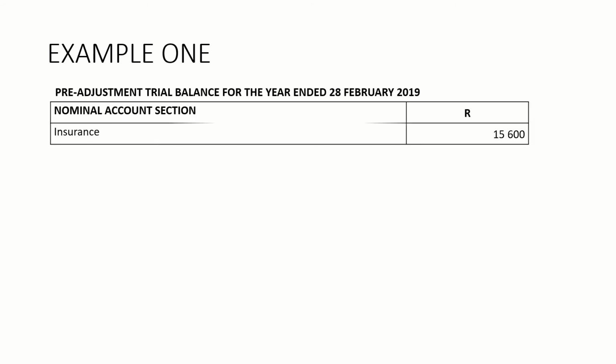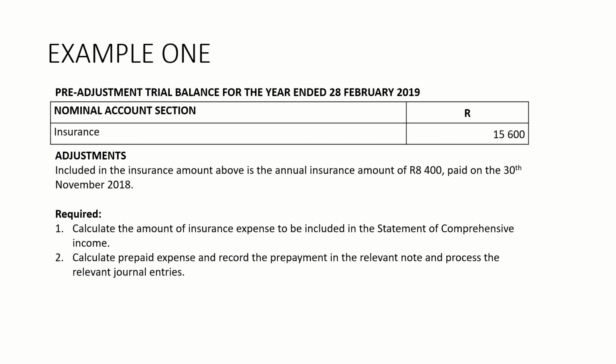Let us look at this example here. We've got insurance of 15,600 in the trial balance. That is the total insurance amount that has been paid. Adjustments, remember, is the information that comes after we have prepared the trial balance. We need to use that information to correct the amounts reflected in the pre-adjustment trial balance.